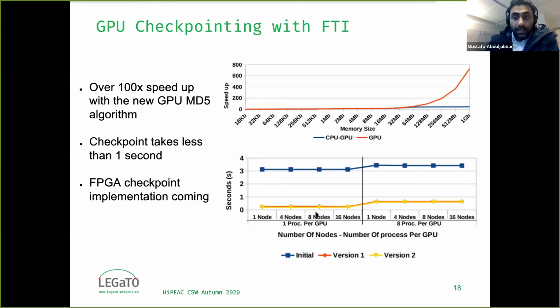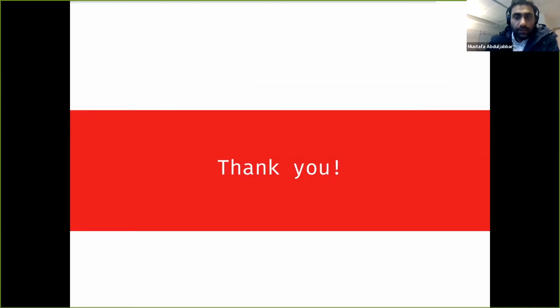As far as the overhead itself is concerned, the checkpointing takes less than 1 second, whether using 1 processor per GPU or 8 processors per GPU with different counts of GPUs. Yet the performance of the GPU MD5 algorithm does not seem to significantly degrade with an 8-fold increase in the hardware usage. I guess with that, I would conclude my talk.